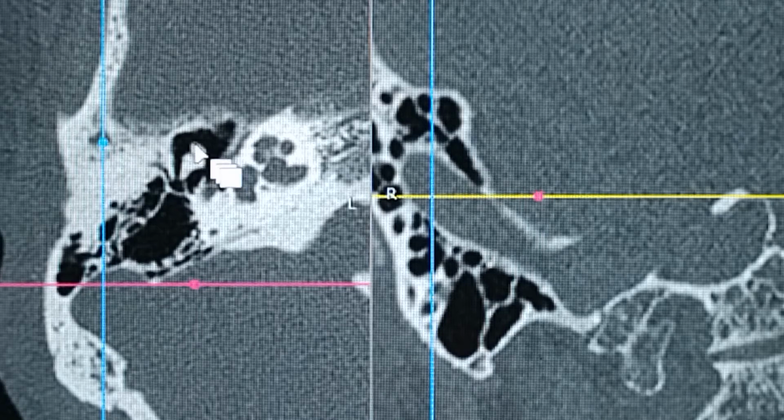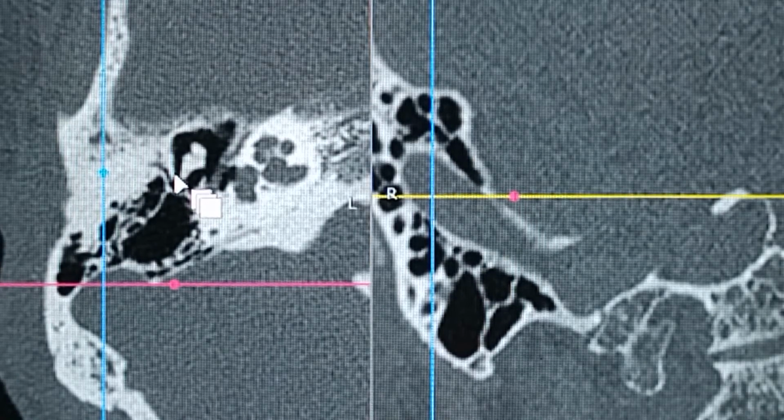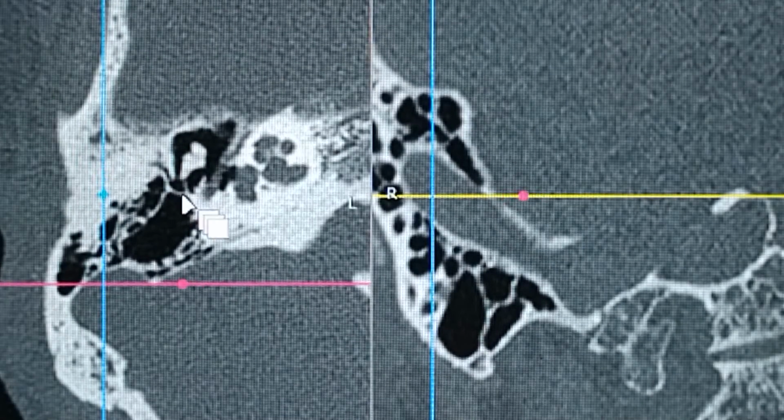Now the ice cream is formed by the head of the malleus. The cone is formed by the body of the incus right here. That is a part of the body of the incus, and the short process of the incus. Now this short process of the incus is lodged within a bony canal that is called the fossa incudis. Then this is the aditus, and then this is the antrum right there.